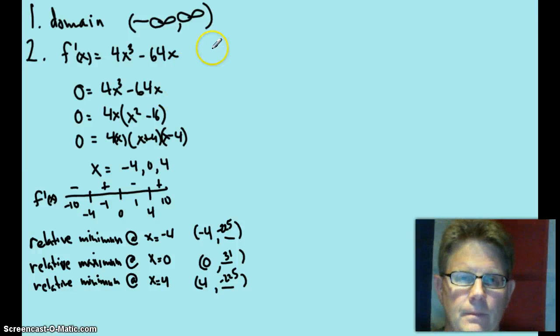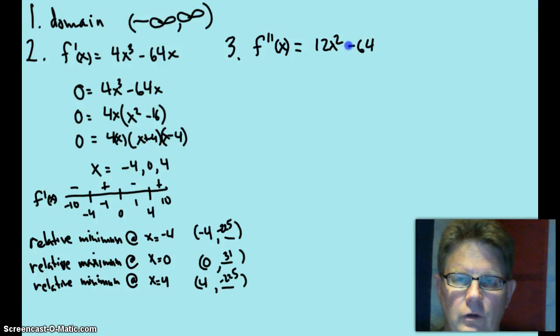3. I need to find all points of inflection. So we're going to take the second derivative of f of x. That'll be 12x squared minus 64. Go ahead and solve for x. And then come on back.